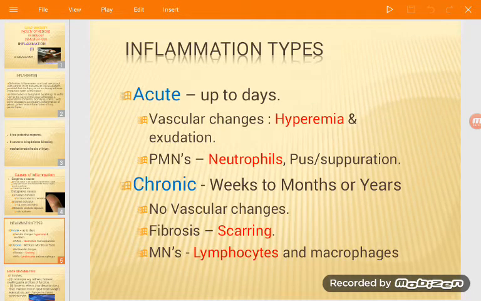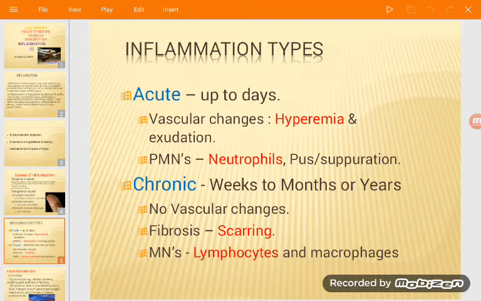Inflammation has two types: acute inflammation and chronic inflammation. Acute inflammation takes up to days. It is characterized by vascular change, which manifests by hyperemia and exudate, and cellular infiltration. The main cells in acute inflammation are neutrophils.